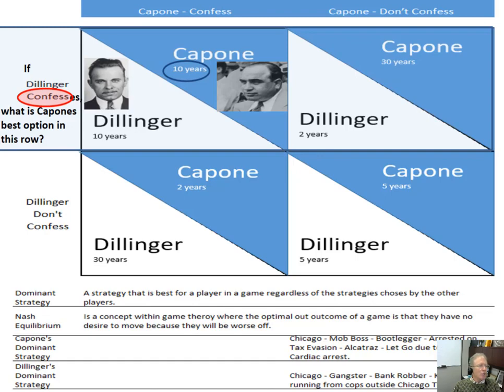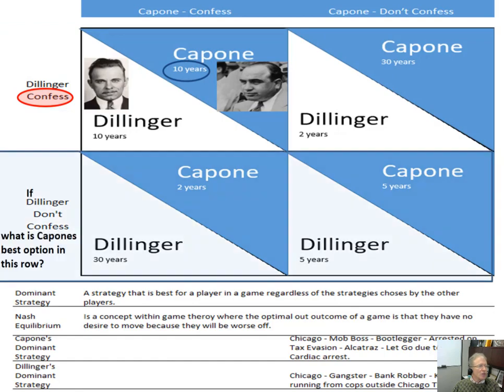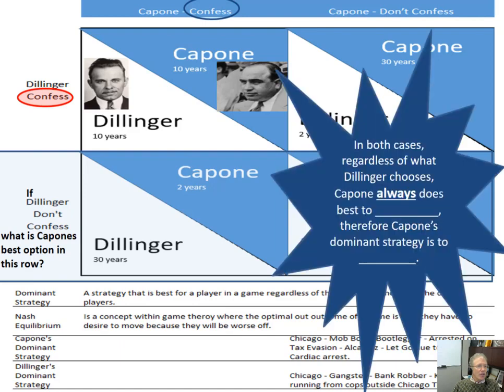So now let's take a look at the row where Dillinger chooses not to confess. If Dillinger doesn't confess, what is Capone's best option in this row? Capone could choose to confess, and he gets 2 years, or he can choose not to confess, and he gets 5 years. Well, obviously, Capone is best off in this row if he chooses to confess. So Capone's dominant strategy, which is a strategy that is best for a player in a game regardless of the strategies chosen by other players, is to confess. In both cases, regardless of what Dillinger chooses, Capone always does best to confess. Therefore, Capone's dominant strategy is to confess.